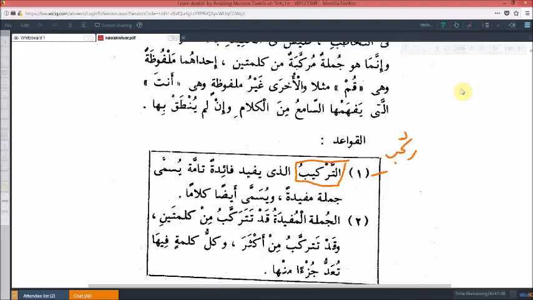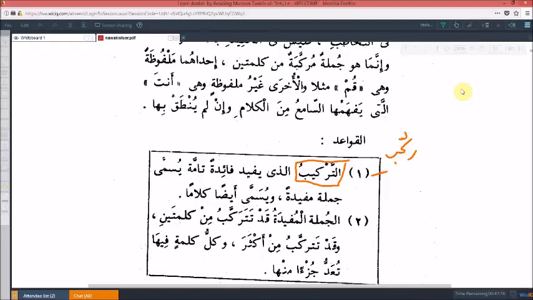Alladhi yufidu fa'idatan tamatan, which benefits a complete benefit. Tamma, complete benefit. Meaning, like we said, the reader is not needing more. Not that they don't want more. If I say Muhammad is a messenger of Allah, you might want more information about him. But if that's all I want to say, at least you have one complete idea about Muhammad, meaning he's the messenger of Allah. You have a complete benefit.